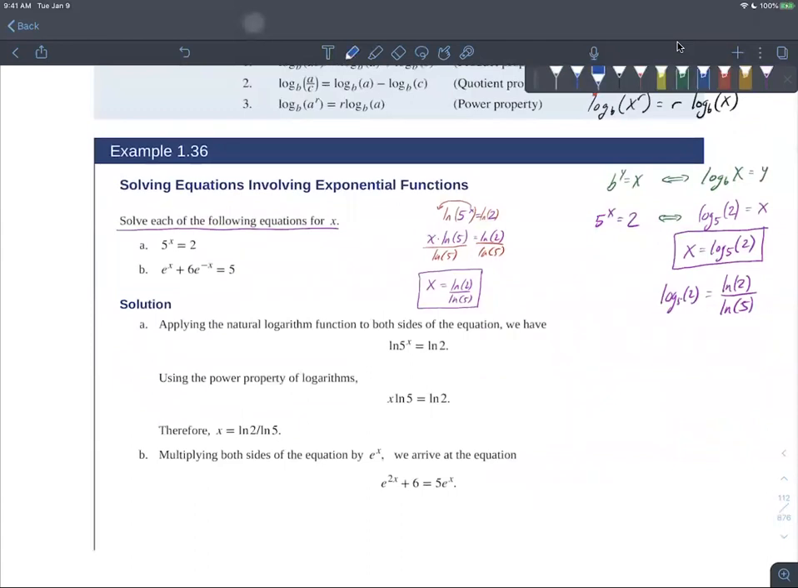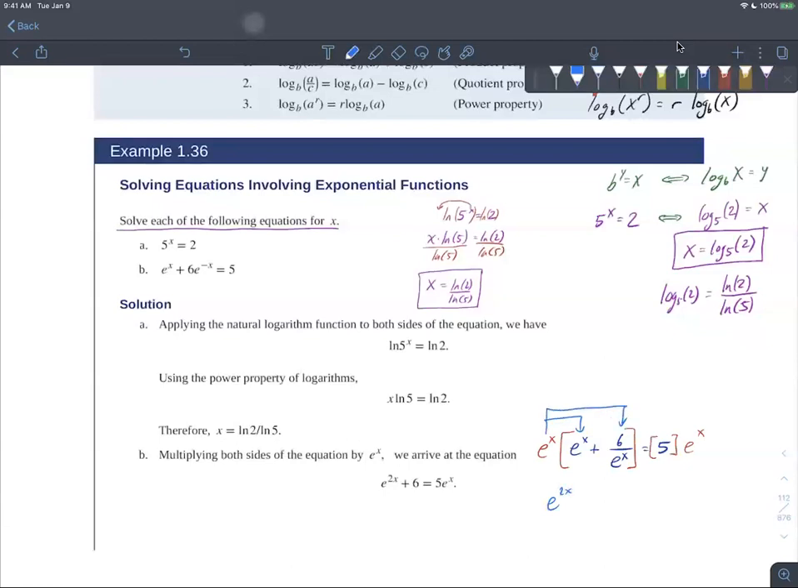Nice. Let's take a look at the next one. The next one is e to the x plus 6 over e to the x. We have an e to the negative x, which we can write as a fraction, 1 over e to the x, and it has a coefficient of 6. So how do we do this one? Well, let's get rid of fractions because we don't want fractions. We can multiply by the lowest common denominator. This is going to give us what? We multiply here. E to the x times e to the x is e to the 2x.